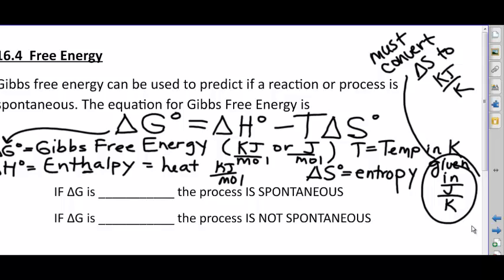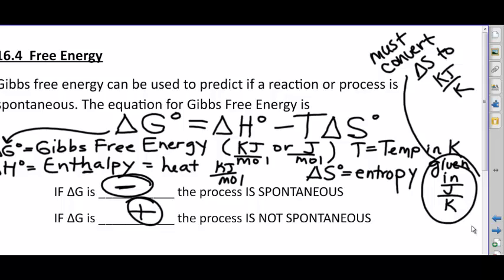Now, again, I'm skipping over a lot of the theory. I want you to read it. They walk you through all the why it is so in the book. But if delta G is negative, okay, then the process is spontaneous. If delta G is positive, then the process is not spontaneous. Okay? So now we have another way. And this is a more tested way of how you can predict if a reaction is spontaneous or not.